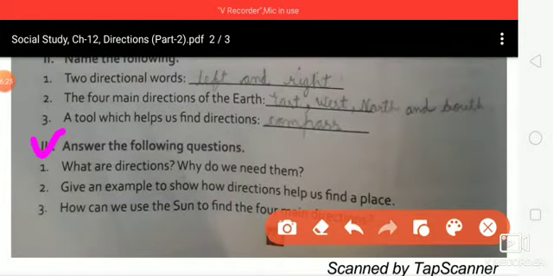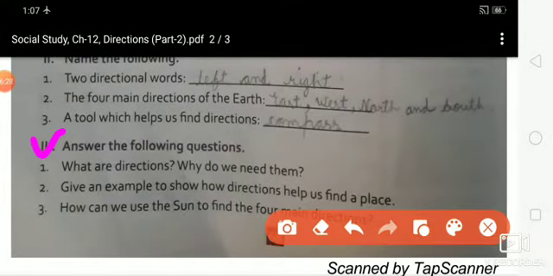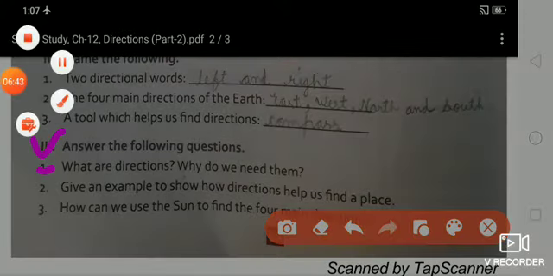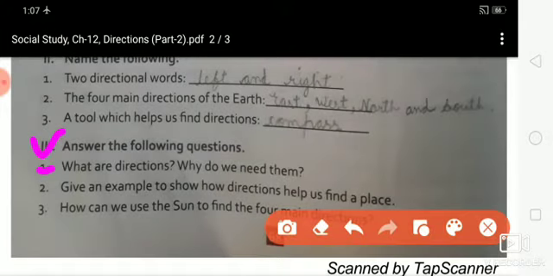Now come to the next exercise. Exercise number three: answer the following questions. First question: what are directions and why do we need them? The answer is, directions help us find someone. We also need directions to go from one place to another.